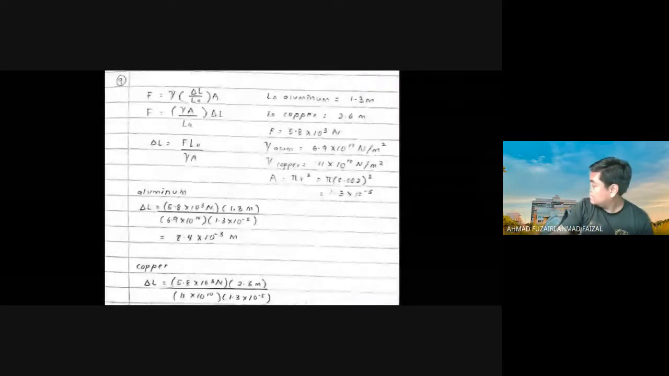So kat sini ada dua jenis besi, so aluminium and copper. So saya pakai formula delta L equals to F L0 divide by Young's modulus area. Okay, saya cari dulu area untuk rod tu. Saya dapat 1.3 times 10 power of negative 5. So saya masukkan je nilai delta L untuk cari nilai F L0 divide by Young's modulus area.